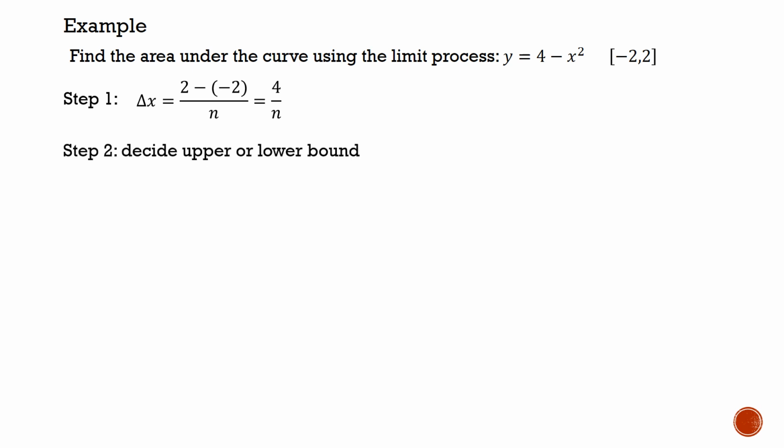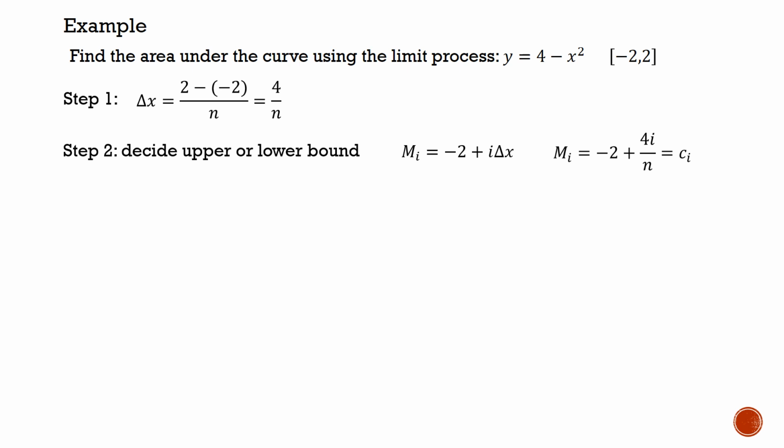Step 2, decide upper or lower bound. So unless the problem specifically tells you which one to use, I always like to use the upper bound. It's a much easier formula to work with, and as you can see, it's simply M sub i, in this case capital M sub i, is equal to a plus i times delta x. We already found our delta x to be 4 over n. We know we have to multiply it by i, and I have my lower bound, which is negative 2. Simplify, and I get negative 2 plus 4i over n, which is really c sub i.